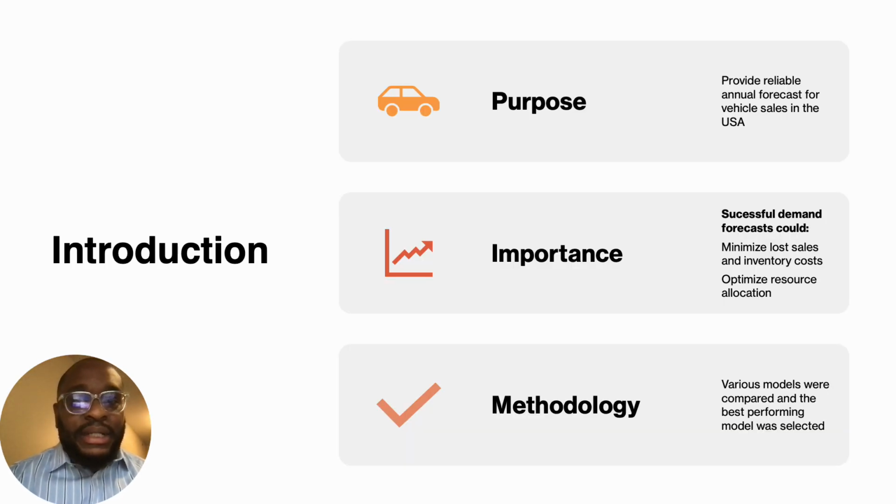The purpose of this project was to provide reliable annual forecasts for USA vehicle sales. And why is this important? Because successful demand forecasts like this could minimize lost sales and inventory costs and also help with optimizing resource allocation. How did we go about this project? Various forecasting models were built and compared using predefined metrics, and the best performing model based off of these metrics was picked for our forecasting goal.